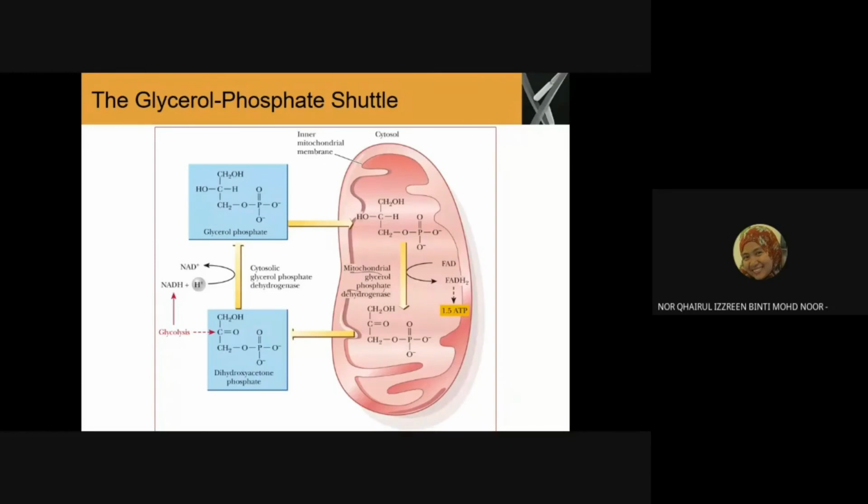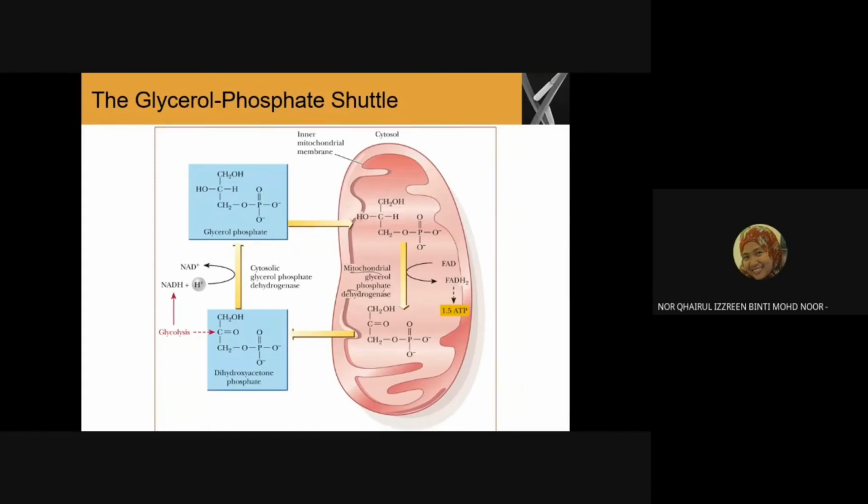Once glycerol phosphate has crossed the mitochondrial membrane, it is in the matrix of the mitochondria. We have the mitochondrial glycerol phosphate dehydrogenase, the enzyme that catalyzes the formation of DHAP from glycerol phosphate. When G3P is converted to DHAP, FAD picks up the electrons. Remember the electron from NADH just now? Once inside the mitochondria, the electron is picked up by FAD to form FADH2. This FADH2 goes into complex 2 of the ETC, so it skips complex 1.